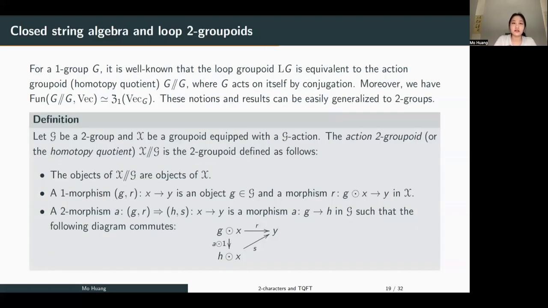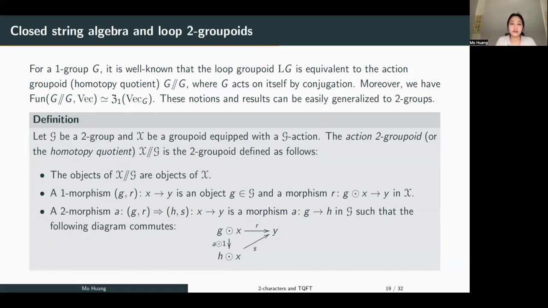For a group G, it is well known that the loop groupoid LG is equivalent to the action groupoid, or we call it the homotopy quotient of G, where G acts on itself by conjugation. Moreover, the functor category from the homotopy quotient of G to Vect is equivalent to the Drinfeld center of Vect_G. And these notions and results can be easily generalized to 2-groups. Here we give the definition of homotopy quotient.